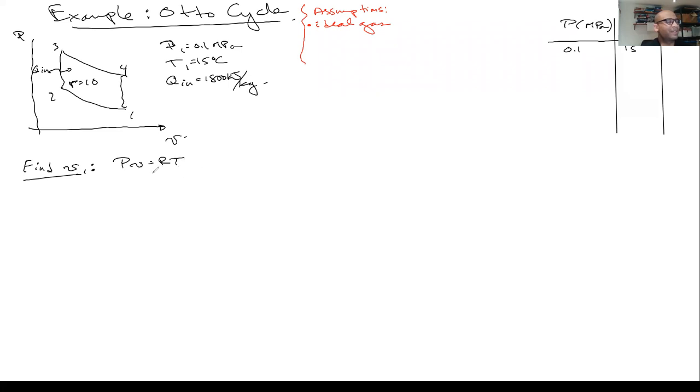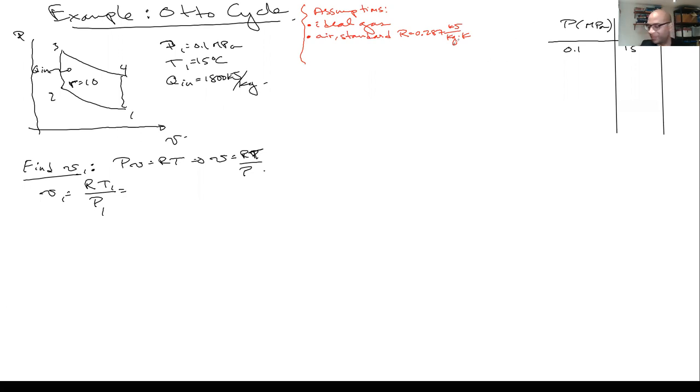So V is equal to RT over P, and that gives me V1 is equal to RT1 over P1. The value of R, I don't necessarily have to write this as an assumption, but this is air standard. So R is that of air, and if you remember, it's 0.287 kilojoules per kilogram Kelvin. This is the specific value of R.